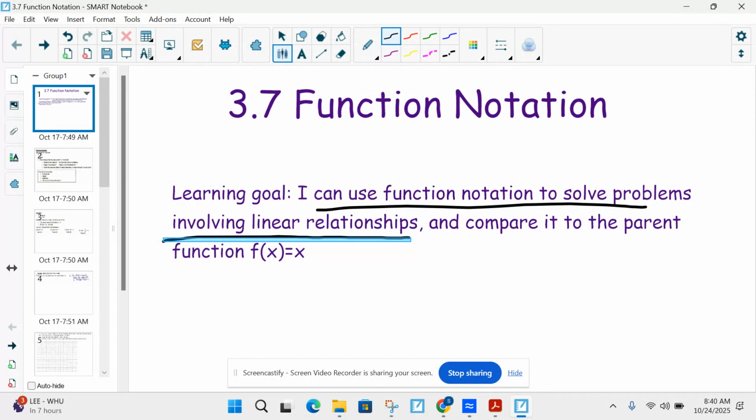The next part is for the second lesson, comparing a linear function to the parent function, f of x equals x. So just write down the part that I underlined. So use function notation to solve problems. And we're also going to be doing some graphing today, graphing real world type of questions, and practice writing domain and range for different real world problems.